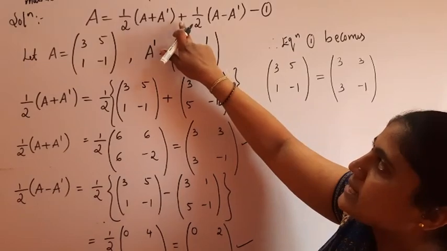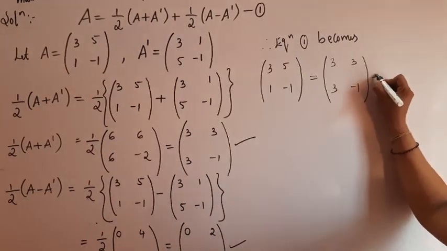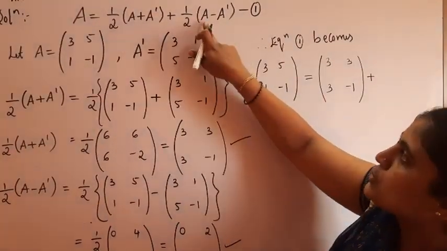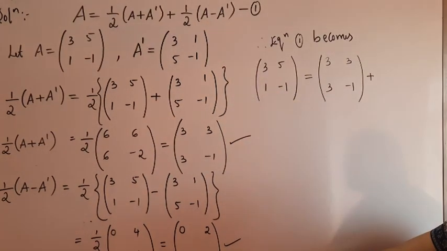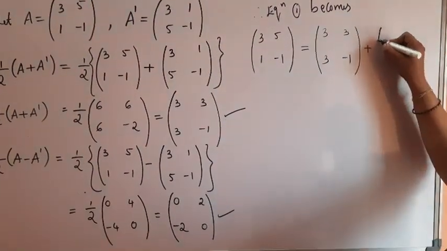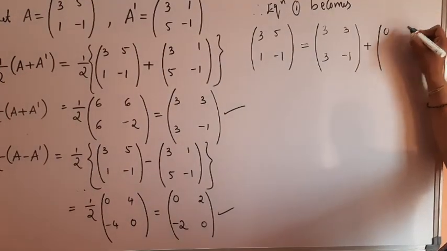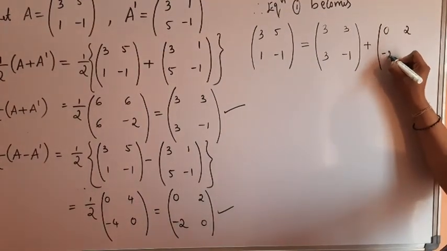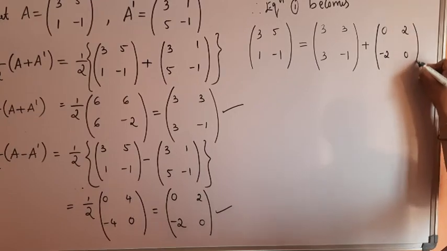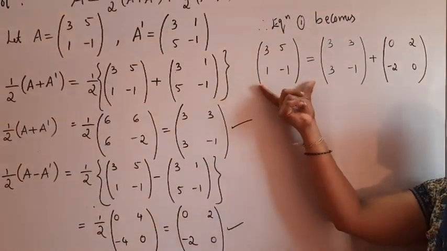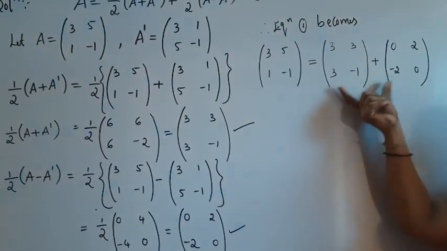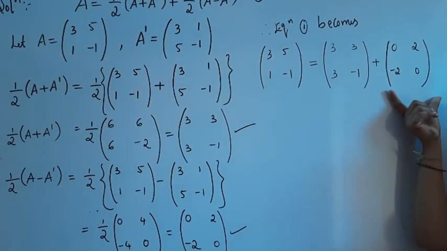So next the sign is plus. 1 by 2 into A minus A dash. So this value is also found. So it is here. Okay. So if we substitute, we get 0, 2, minus 2, 0. See here, we have expressed the given matrix as a sum of symmetric and skew symmetric matrices.